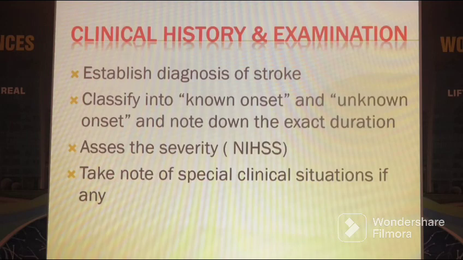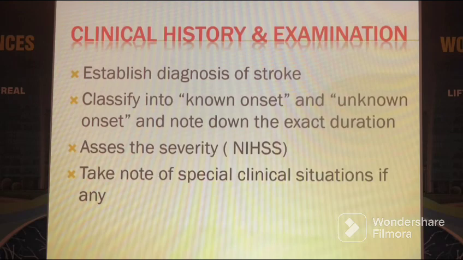So first you have to establish the diagnosis of stroke, as stressed upon by Dr. Ranjan. And once you establish the diagnosis of stroke by clinical history and examination, you have to classify the stroke into a known onset stroke and an unknown onset stroke. So most of the strokes are known onset, and you note down the exact duration, but at least 20% of the strokes may be of unknown onset. So you should note down that this stroke is of unknown onset.